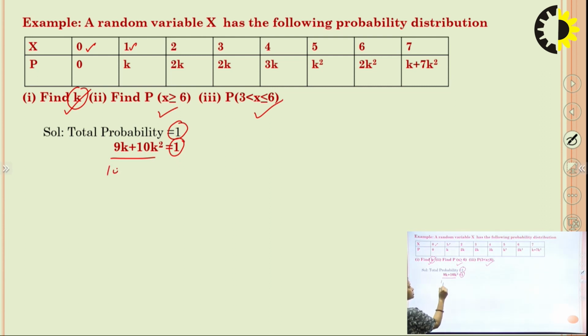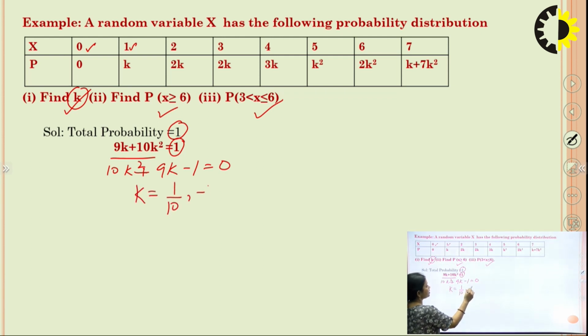Now simplify this equation. 10k square plus 9k minus 1 is equal to 0. This is a simple quadratic equation in k. You can find the roots of this equation and we will obtain k is equal to 1 by 10 and minus 1. Now see here, we have two values of k, but we cannot have a negative value of probability. Since k is a probability, we cannot take this value of k. We will take 1 by 10. So we have obtained the value of k.